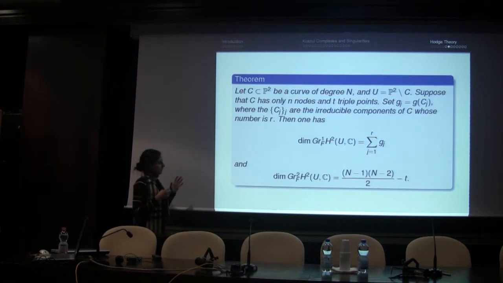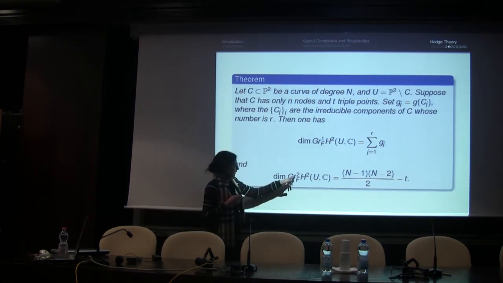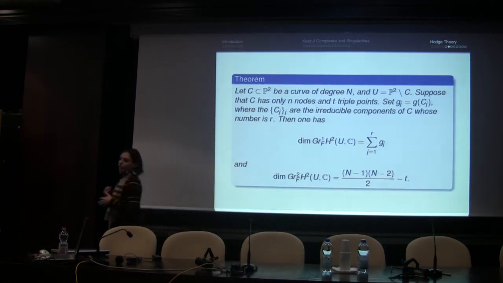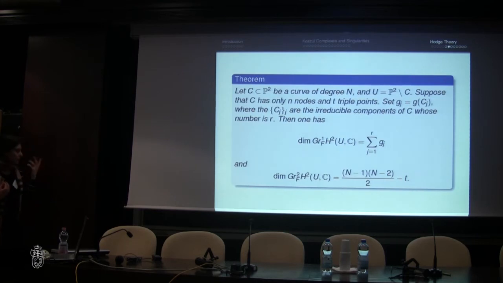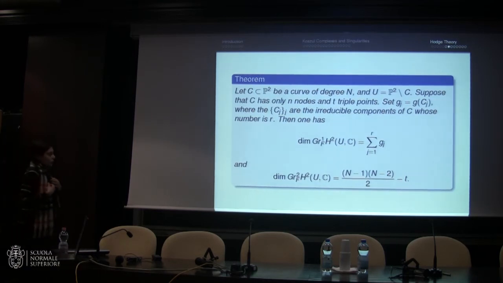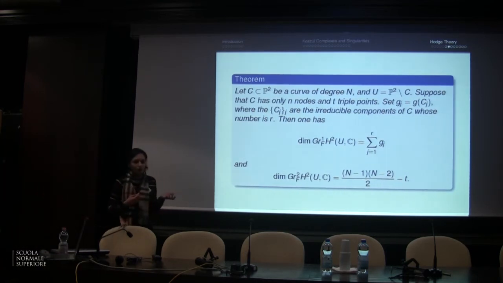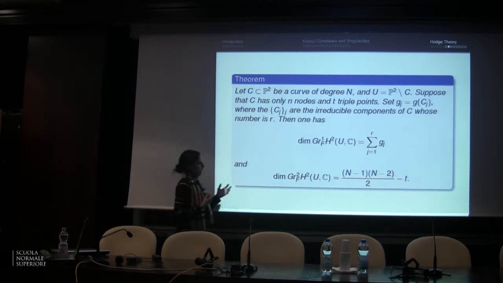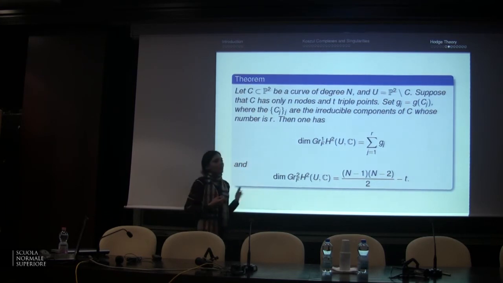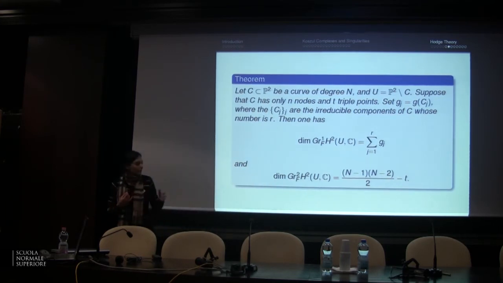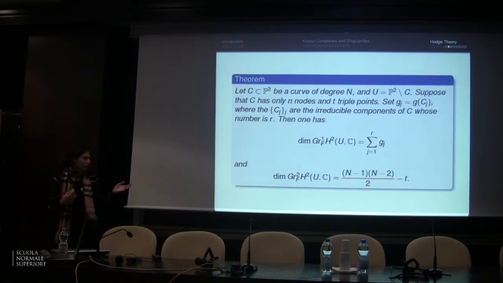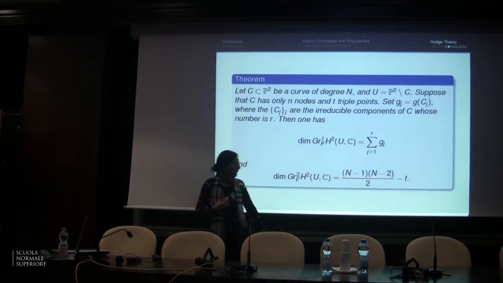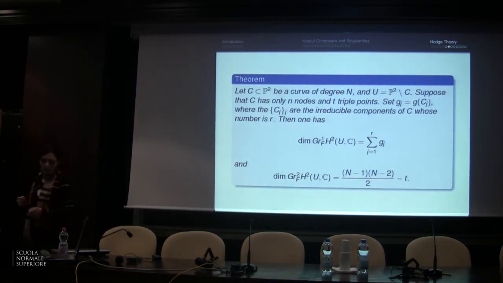Just to mention that if we consider p different from 1 and 2, we get everything is 0 because of the filtration that we have found before. And note also that in the case of nodal curves, so t is equal to 0, we don't have triple points, we have only nodes. And this result was already proved by Dimca. So in this case, this dimension is equal to the sum of gj, and this dimension is equal to (n minus 1)(n minus 2) divided by 2.